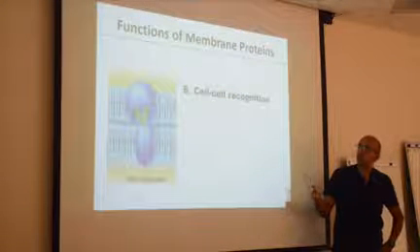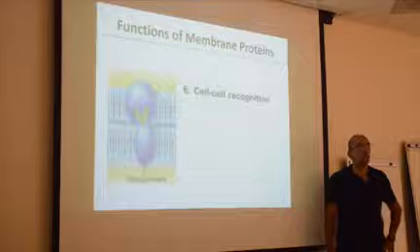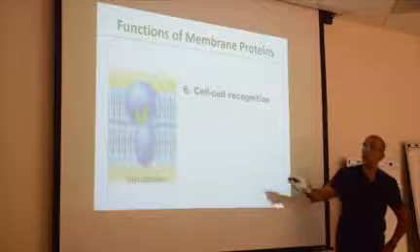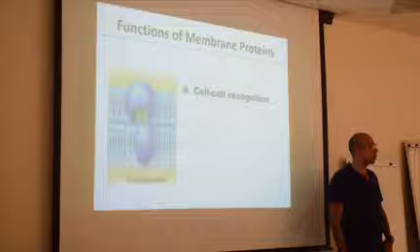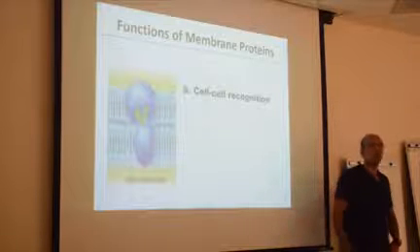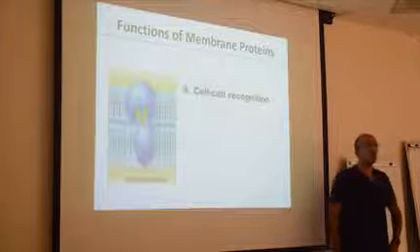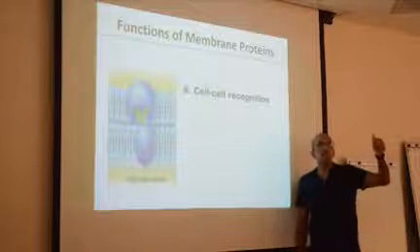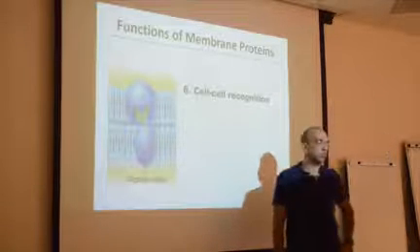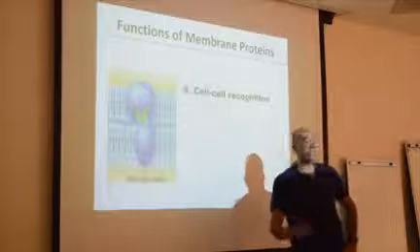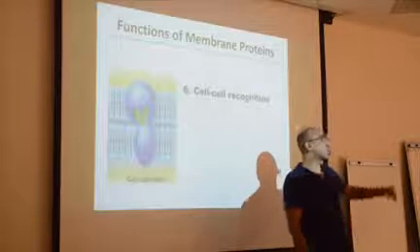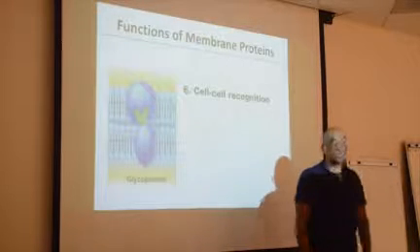And the last function for the membrane proteins will be to allow cell-to-cell recognition. Again, how do you allow cell-to-cell recognition? What do we call the sugar groups here? All the sugar groups together, this is called my glycocalyx. If you have sugar groups attached to proteins, those are called my glycoproteins. If they are attached to lipids, those are my glycolipids.